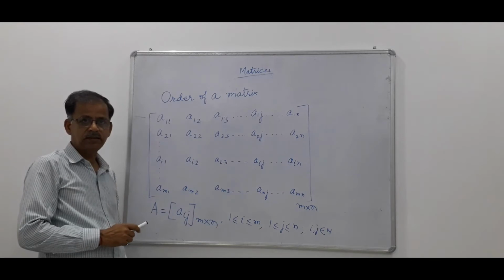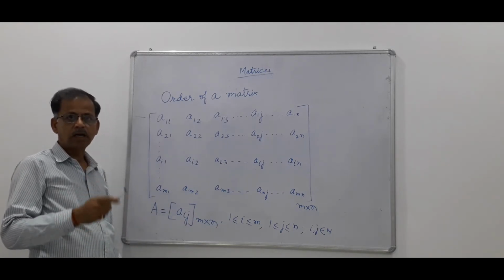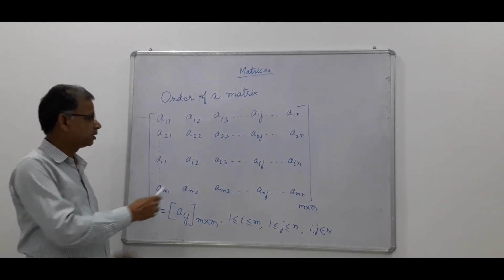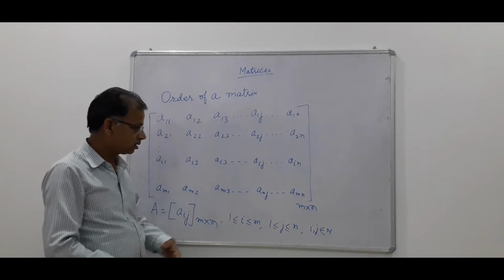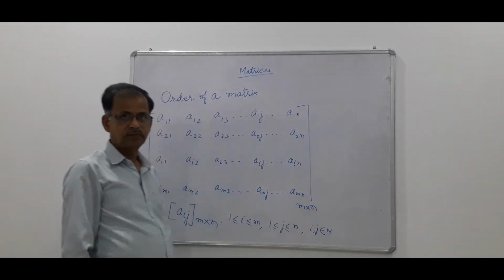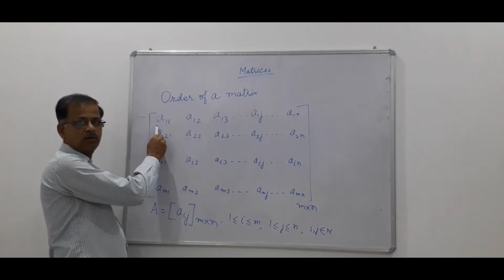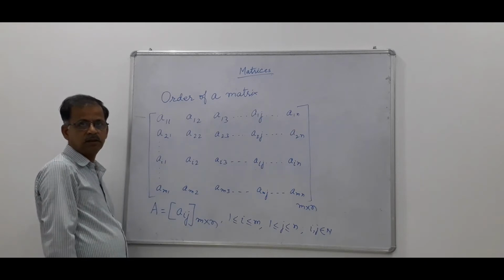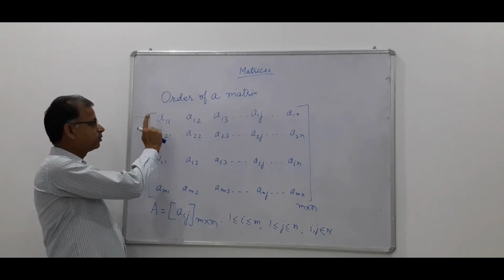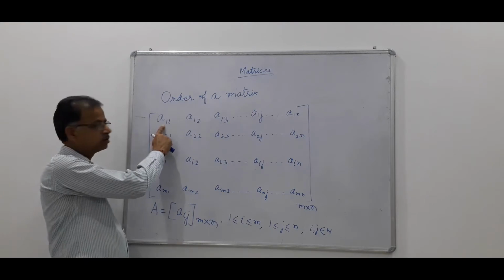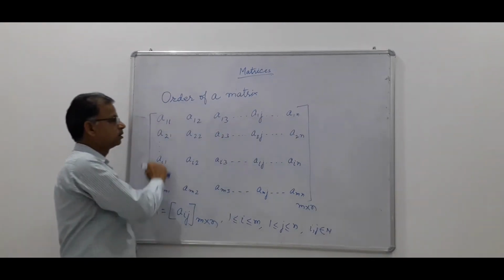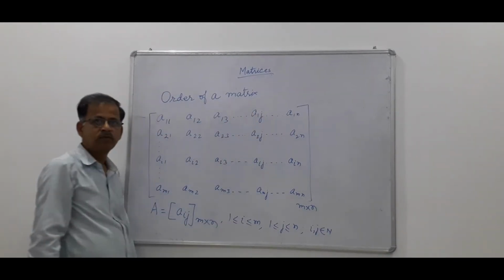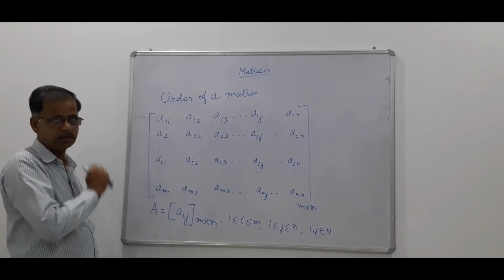You know, a matrix is an ordered array or arrangement of numbers. Here a matrix is written of order n by n. Observe the first row. This is the first row of the matrix. Observe the first subscript of all elements of the first row. The first subscript is 1. It means this is the first row of the matrix.